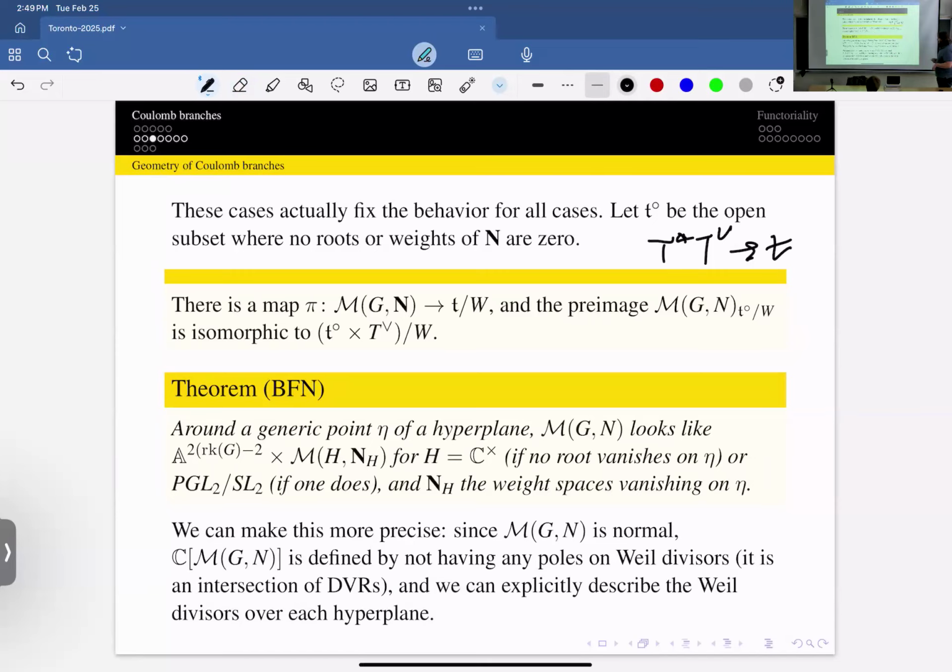All right, and away from the hyperplanes where roots and weights of N are 0, this preimage exactly behaves like this classical case. So all of the bad stuff is happening along these hyperplanes. And if you look at the generic point of one of these hyperplanes, you get something that looks like something smooth times one of these rank 1 Coulomb branches.